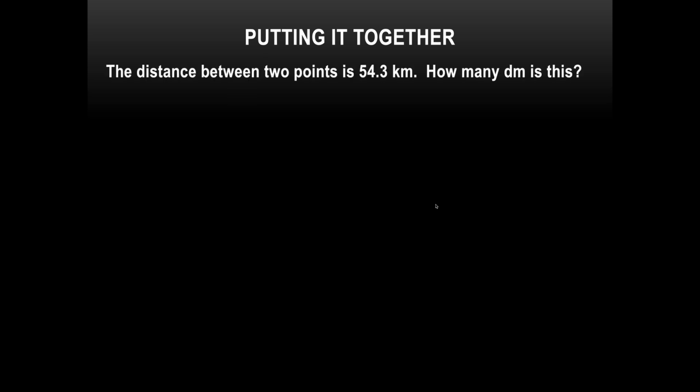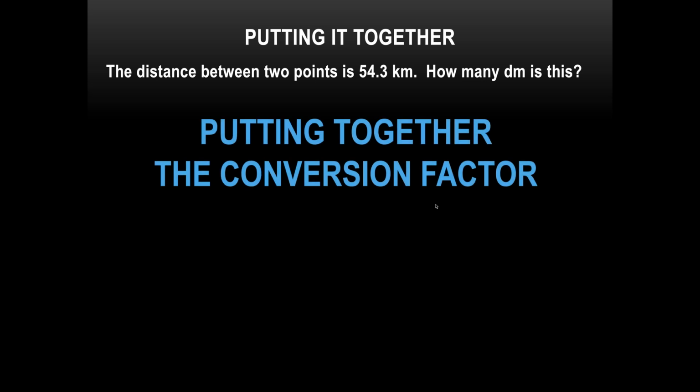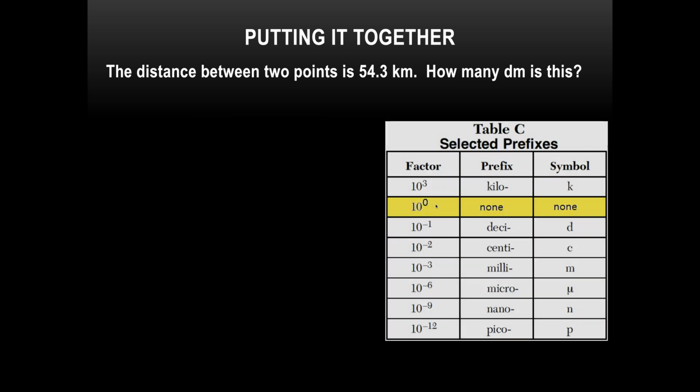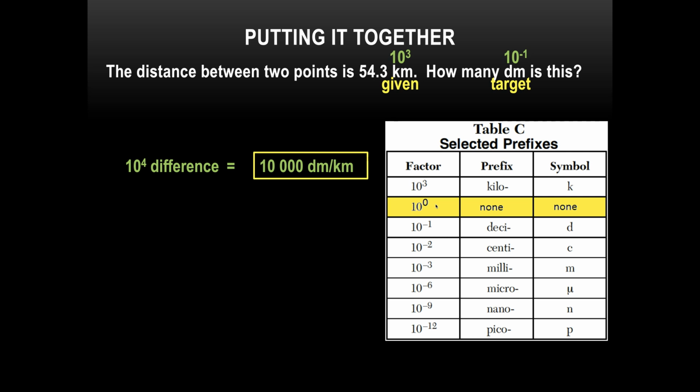Oh, wait. Ho! You get a bonus example. Lucky you. The distance between 2 points is 54.3 kilometers. How many decimeters is this? So first we'll do the conversion factor. So kilo is given. Deci is the target. Kilo is 10 to the third. Deci is 10 to the negative first. 3 and negative 1 is 4 powers of 10 difference. That's 10,000 of the smaller decimeters per larger kilometer.